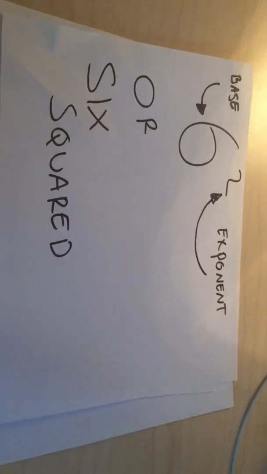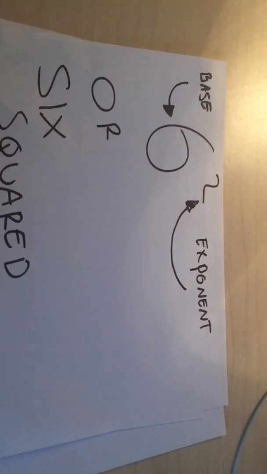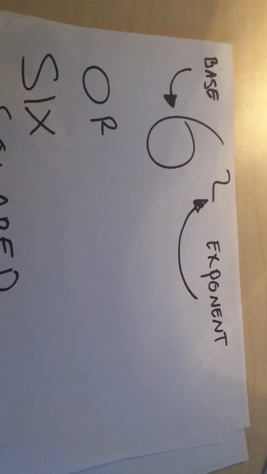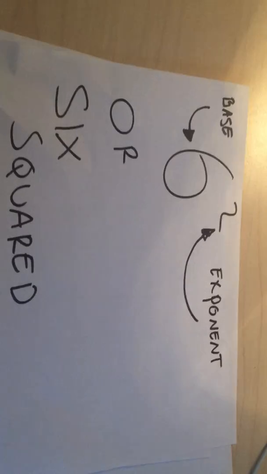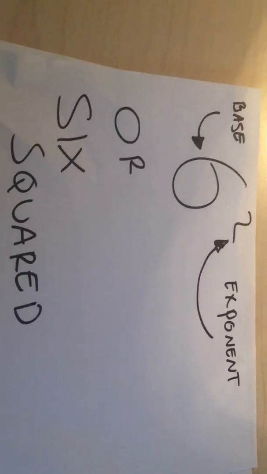So what is a square? A square is a four-sided shape where all sides are equal. But that's not quite the square I'm thinking of. Let me show you what I'm talking about.